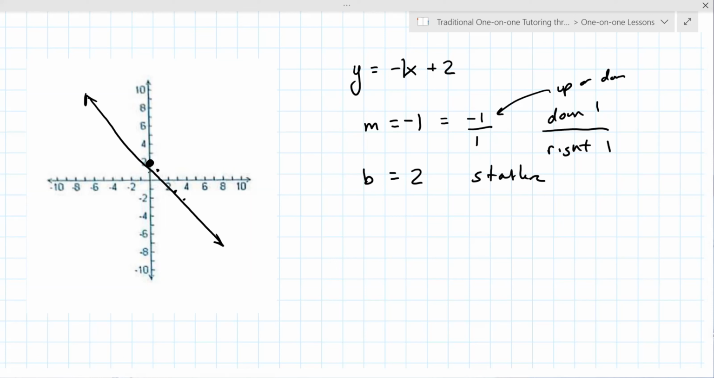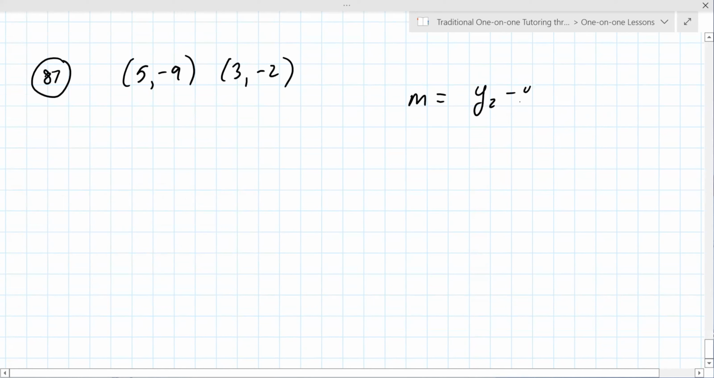Okay, so we'll come back to 85, but let's look at some slope formula problems here. And look at 87 here. So you did write the slope formula down, is that correct? Yeah. Okay. So I'll write it down here again. Y2 minus y1, x2 minus x1.